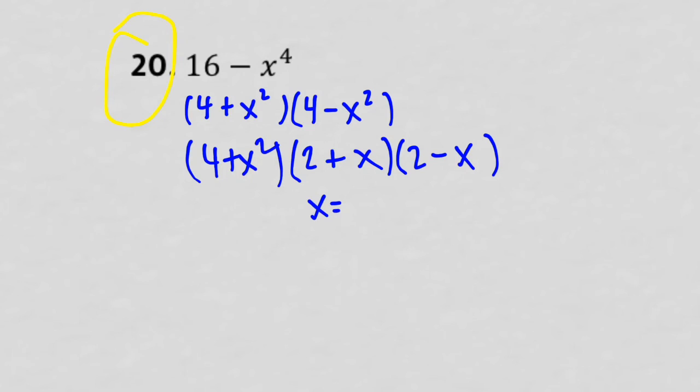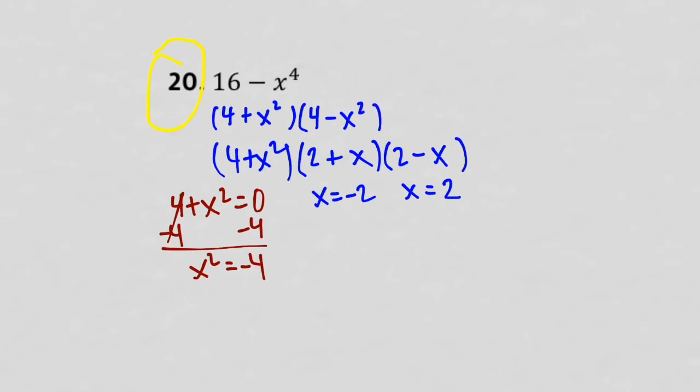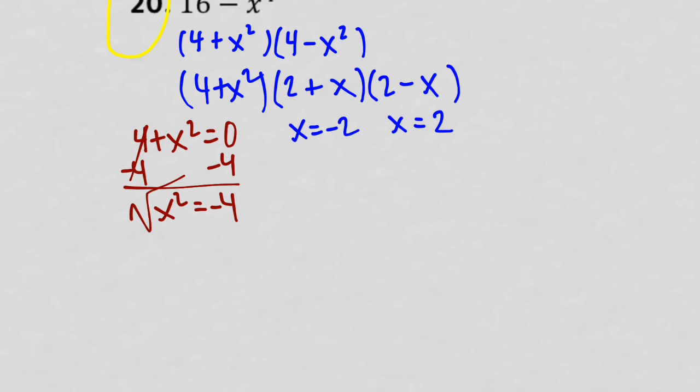This one will give you x equals -2. This one will give you x equals +2. Right? If you think about it and you solve that, that's what you get. Those are 2 of the zeros. But this one should give you two other zeros. So what you do is you set it equal to 0 and solve. I'm going to subtract 4. So I'm going to get x squared equals -4. Right? Take the square root of both sides.